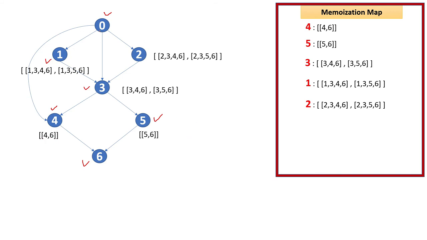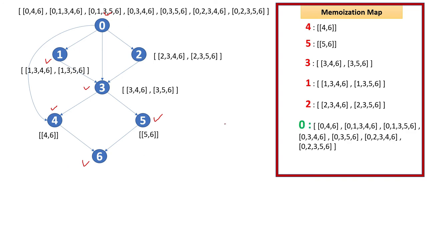And ultimately, if we add 0 to all the results, we will get all the paths for 0. So it will be 0, 4, 6, then 0, 1, 3, 4, 6, 0, 1, 3, 5, 6, 0, 3, 4, 6, 0, 3, 5, 6, 0, 2, 3, 4, 6, 0, 2, 3, 5, 6. So we get all the paths from 0 to 6 and we can update it in the memoization map. Using this technique, we can easily find all the paths from 0 to 6.